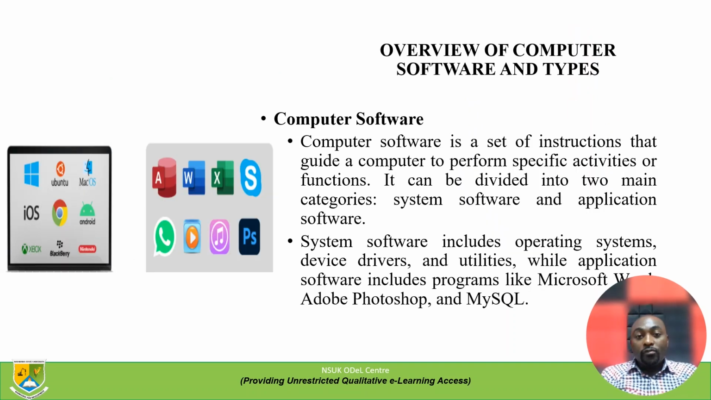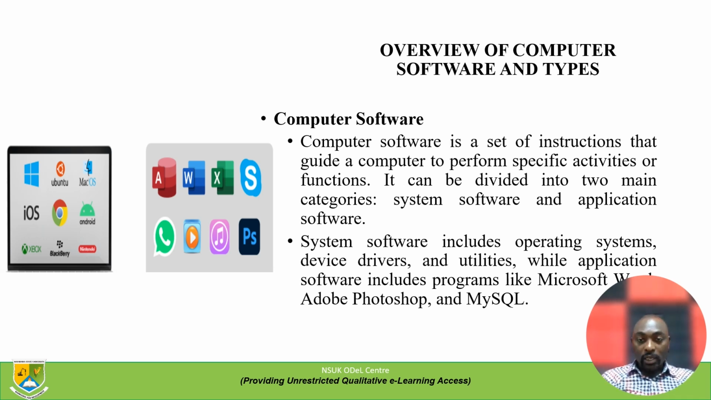So, overview of computer software and its types. Just like we've mentioned earlier, computer software is nothing but a set of instructions that tend to guide the computer to perform specific tasks or activities or even functions. So it can be divided into two main categories. We have the system software and then application software.